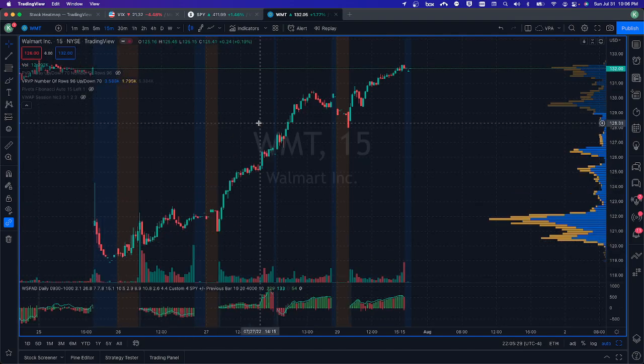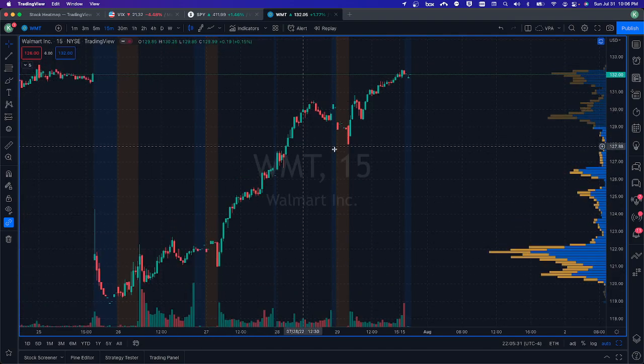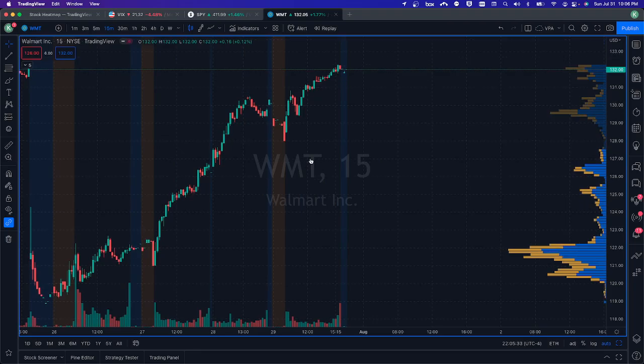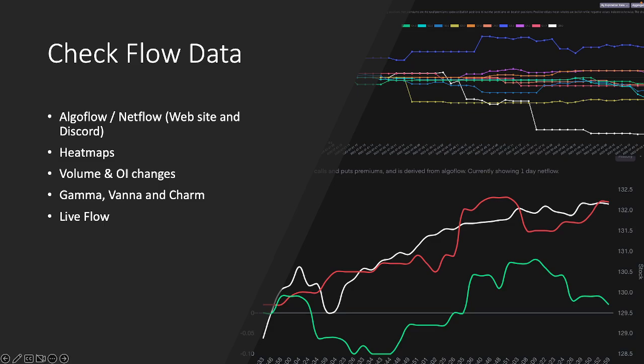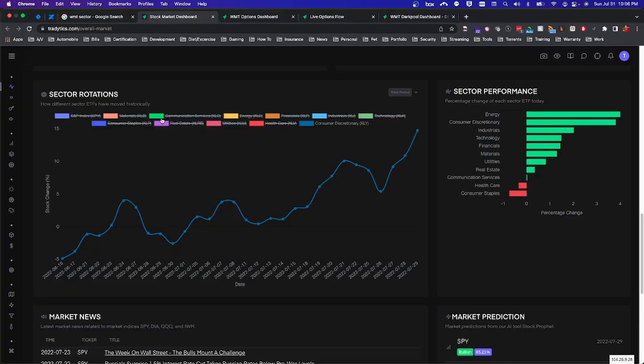So the next thing I want to get into is, once you've checked all of that, so you've checked the chart, you've checked the time frames, you've got an idea of how it's trending, how the prior days have performed, all of that important stuff, now it's time to get into the flow data. So I always use algo flow and net flow to ensure that things look the way I expect them to. Again, we are bearish on this ticker.